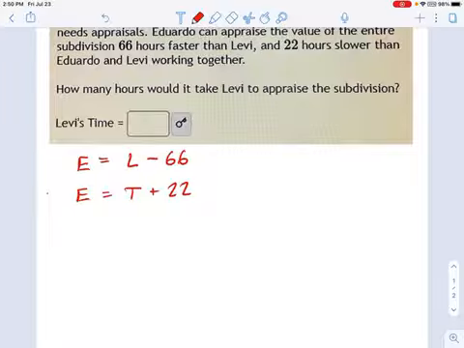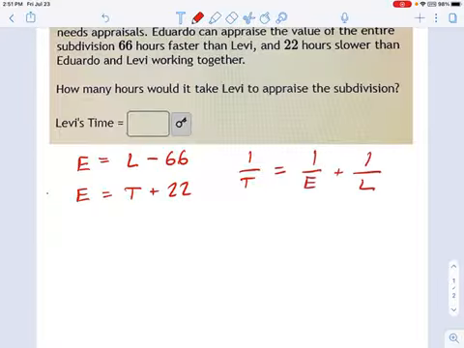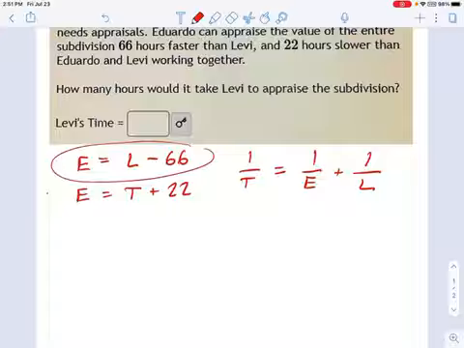But we need to understand how long it's going to take Levi to do this job. And be careful, sometimes it asks for Eduardo, sometimes it asks for Levi. So you've got to watch out who it's asking for. Now, here's how you plug them into your work equation. Remember your work equation. It's just 1 over T equals 1 over Eduardo plus 1 over Levi. But all I know is these E equations over here. So how can I put those in?